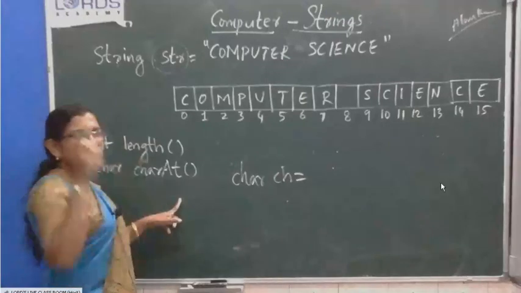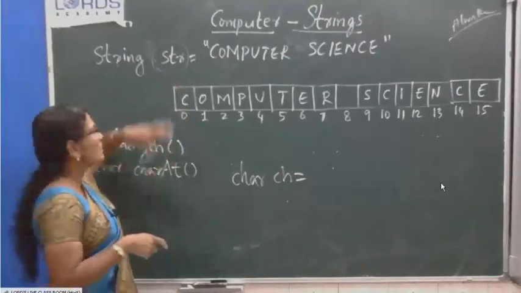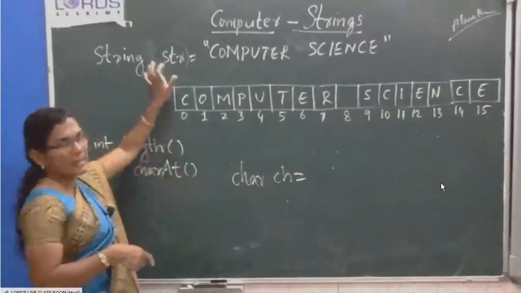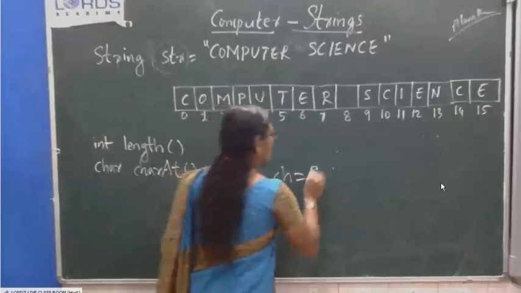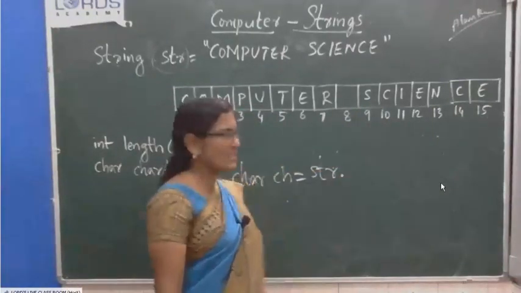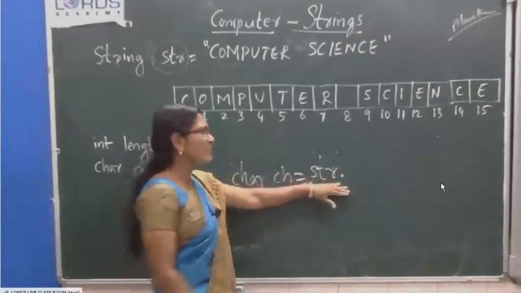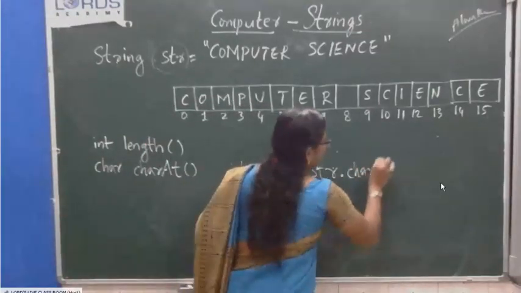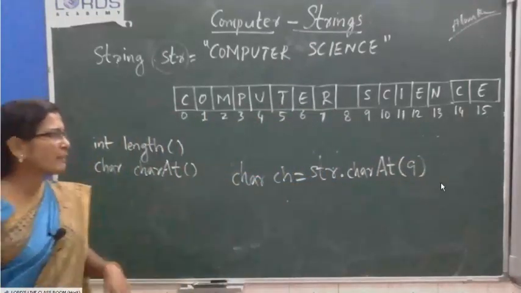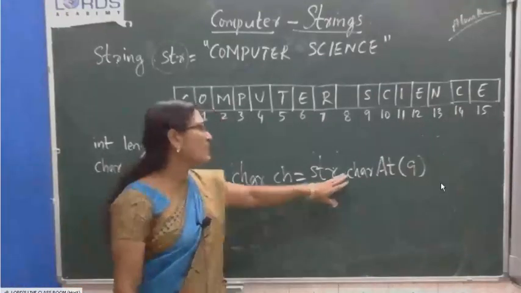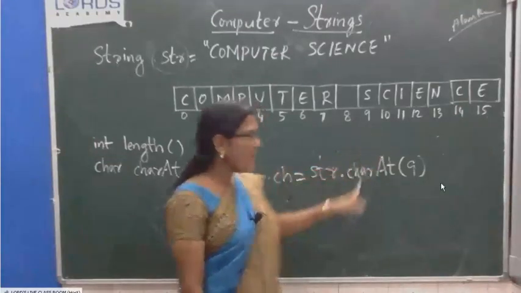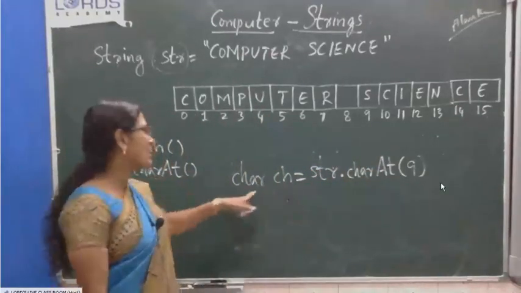To access all these functions we have to use the syntax object name dot method name, variable name dot method name. So str dot charAt(9). I am telling the computer, from the string str, take the character at index number 9, which is that character s, and store it in the memory location named ch.